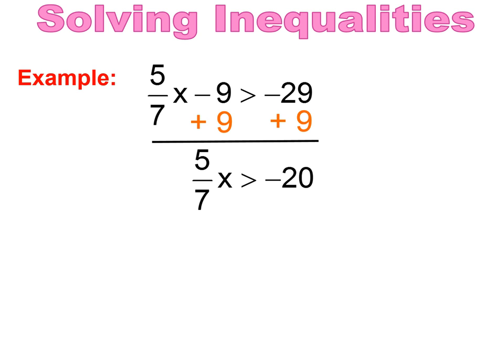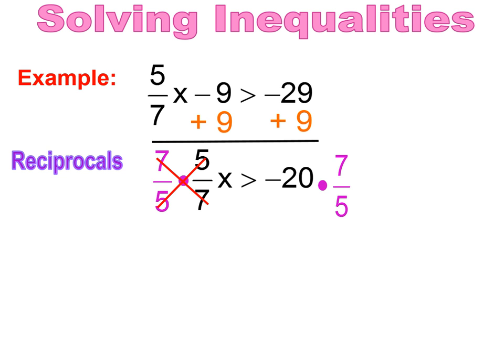Now I want to get rid of the fraction in front of x. I want that coefficient to be a 1. Now remember, to get a coefficient of a 1 when a fraction's attached, you use the reciprocal. The reciprocal of the fraction will get me a coefficient of 1. So whatever you do to one side of the inequality, you have to do to the other. So that reciprocal gets multiplied to both sides, and that cancels down, so I get a coefficient of 1.